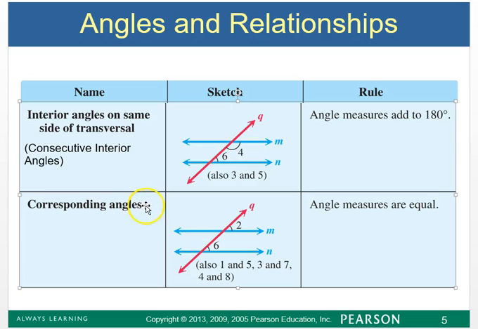And then corresponding angles. So corresponding angles are angles that are in the same position as each other. So angle 2 here and angle 6, they are in the same position. If you were to separate these two parallel lines out, they are in the same angle position as each other. These angle measures are also equal to each other.